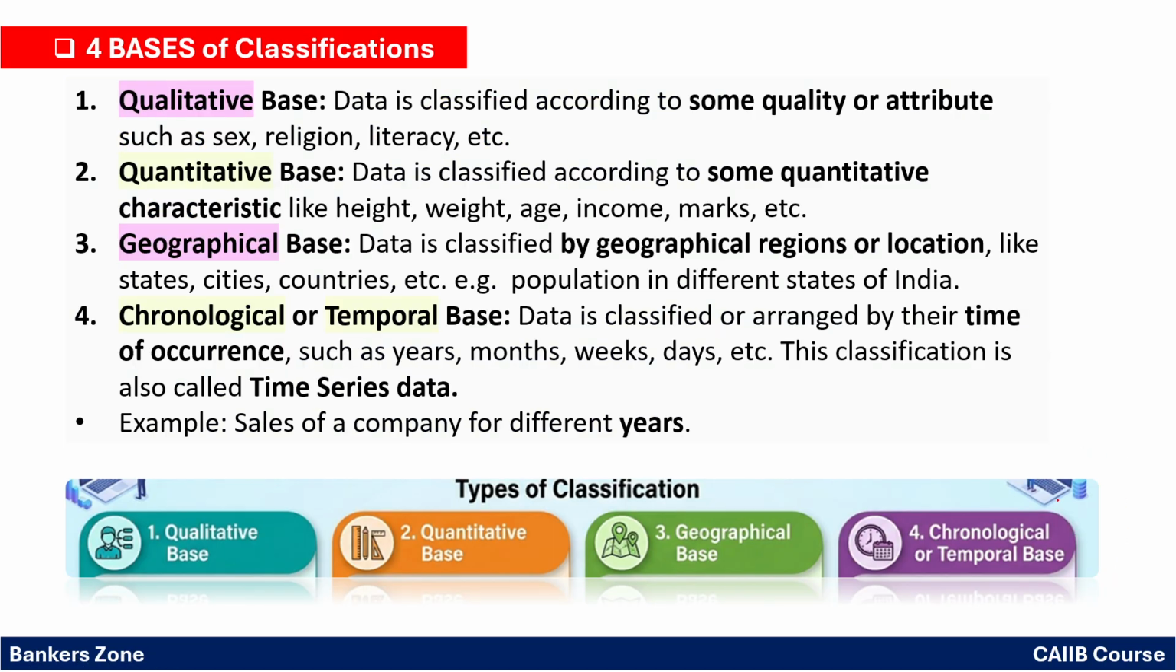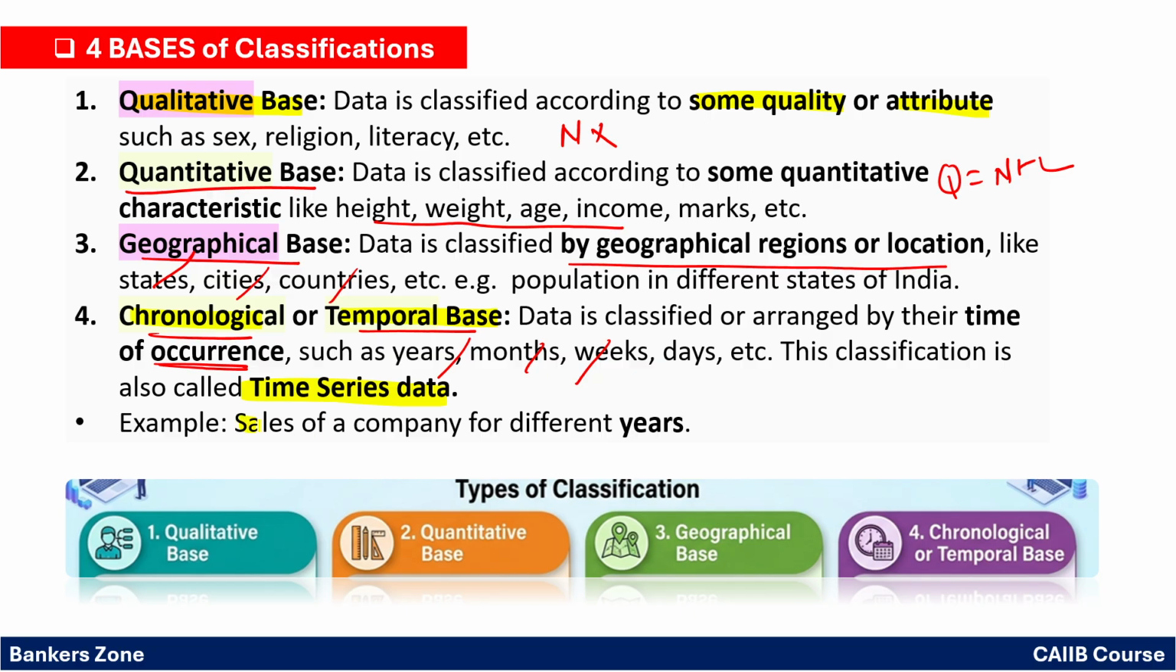Okay, very easy. Now there are four bases of classification. One is the qualitative base, where some quality or attribute is discussed, with no numerical value. Quantitative means it can be represented in the form of numbers, like height, weight, age. Geographical base means by geography you can classify the data, for example city, state, country, etc. Chronological or temporal means based on time of occurrence you classify the data, like year, week, month.